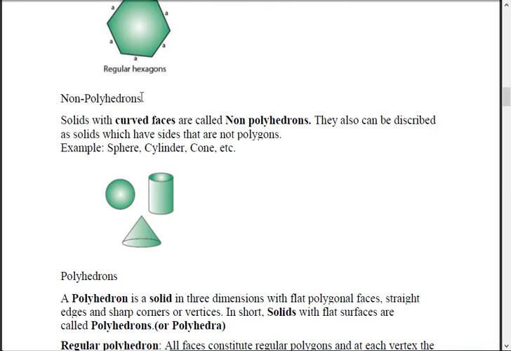Now non-polyhedrons. What are polyhedrons? See here. Firstly, non and poly both will study. Okay, solids with curved surfaces are called as non-polyhedron. See this. This is a sphere. This is a solid shape, right? It's not a circle. It's a sphere, ball. Then this is a cylinder. This is a cone. These are all non-polyhedrons. Why? Because they don't have a straight line surfaces like this one. Okay, sphere, cylinder, cone, etc.